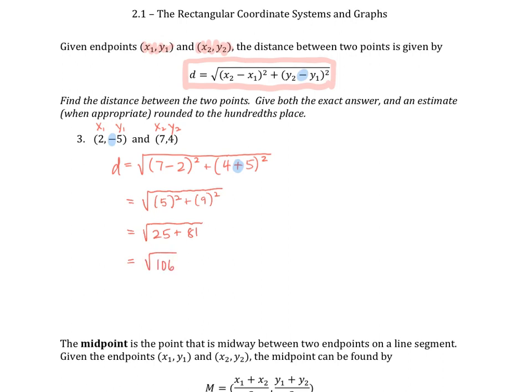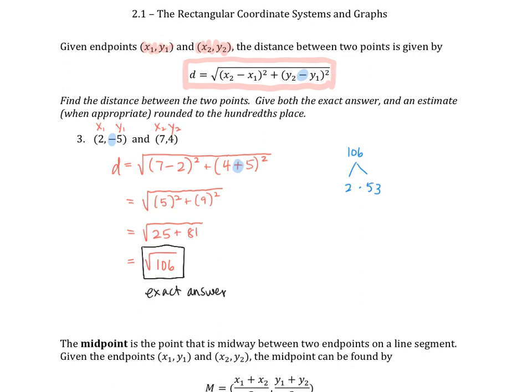Okay, and then you want to try to reduce if you can. So remember, once you get your radical simplified, or get it to this point, you're going to do a prime factor tree. So this will be 2 times 53, and then I believe 53 is prime, 2 is prime, so then this can't be reduced. So this would be your exact answer. Okay, so let's read the directions. What did it say? Find the distance between the 2 points. Give both the exact answer and an estimate. Okay, so here is the exact answer.